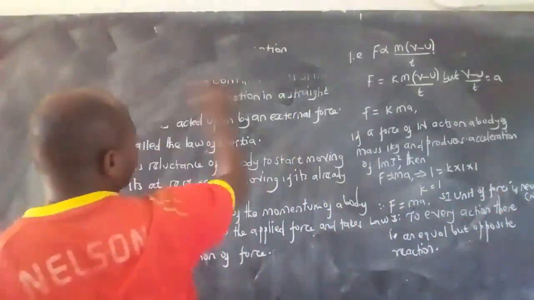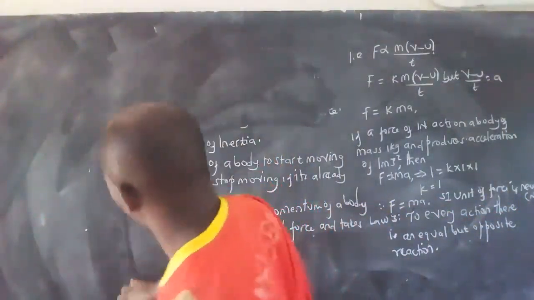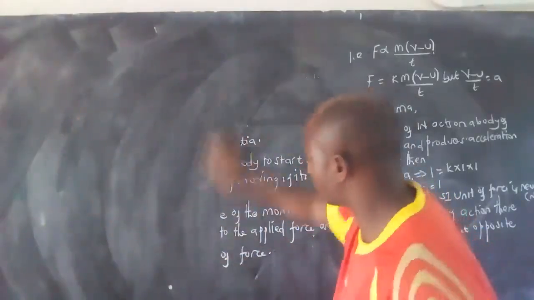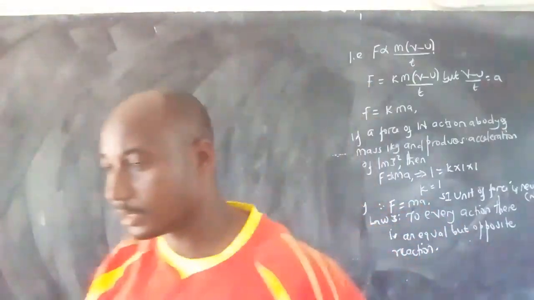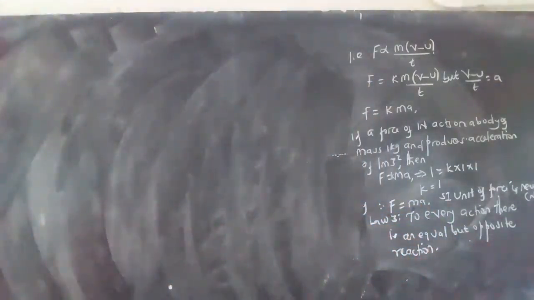So we move on. Law 3 says to every action there is always an equal but opposite reaction. There is equal but opposite, always. Examples of the third law of motion. Number 1, a gun moves backward when firing. Number 2, a ball bounces on hitting the ground.